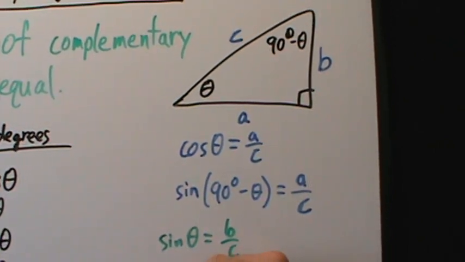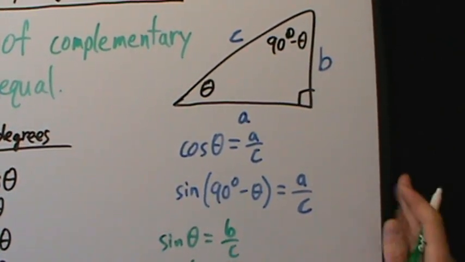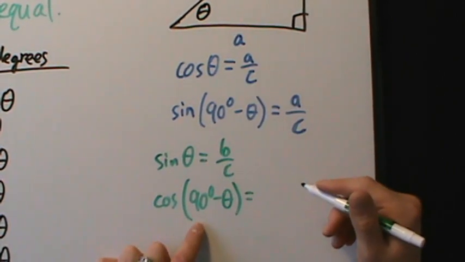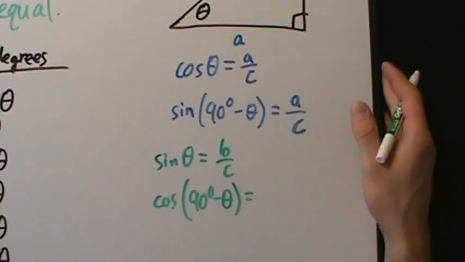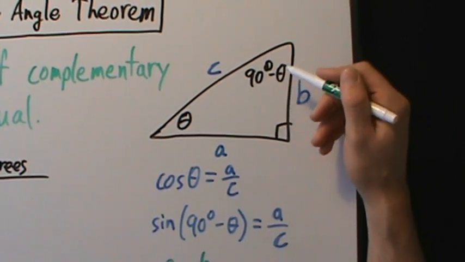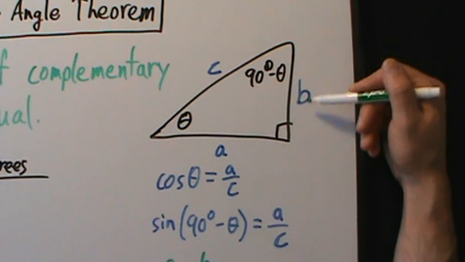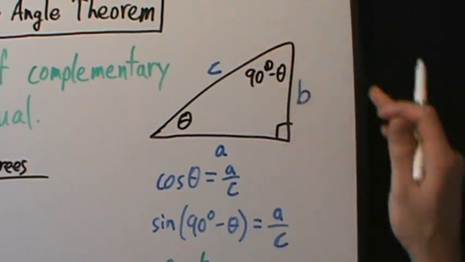Okay, now let's look at the cofunction of the complementary angle. The cofunction of the complementary angle is cosine of 90 degrees minus theta. So what's the cosine of this angle? Well, the cosine is adjacent over hypotenuse. This side is adjacent to that angle. So adjacent over hypotenuse is B over C.